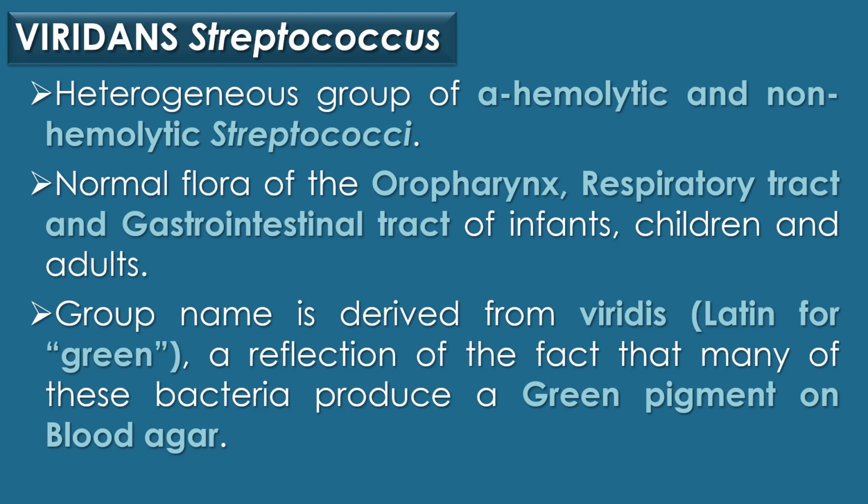Viridans Streptococci are a heterogeneous group of alpha hemolytic and non-hemolytic streptococci, and they are the normal flora of the oropharynx, respiratory tract and gastrointestinal tract of infants, children and adults. Their group name is derived from the Latin word viridis, meaning green, a reflection of the fact that many of these bacteria produce a green pigment on blood agar medium.